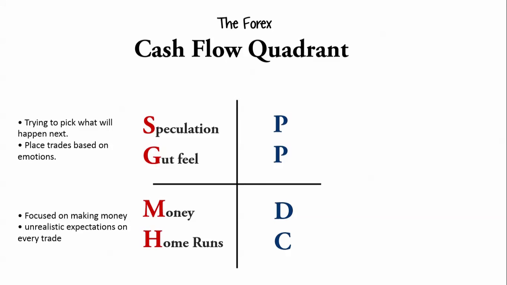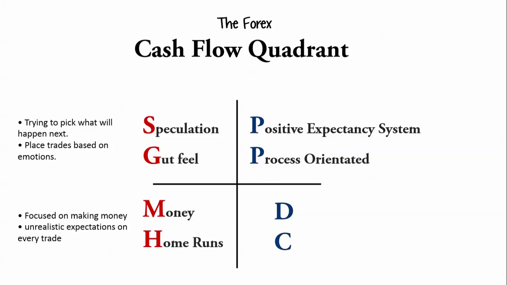So now we go across to the other side of the cash flow quadrant, and these are the people that do consistently bank money. So first up, we have a positive expectancy system, and they are process orientated. So this is vastly different to the speculator. These traders have at least one positive expectancy system which they trade repeatedly to consistently extract money from the Forex market. So this system can be anything. It can be based on support and resistance. You could be using binary options, whatever way you trade.